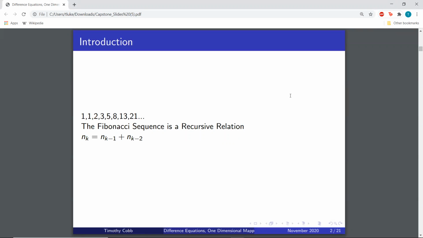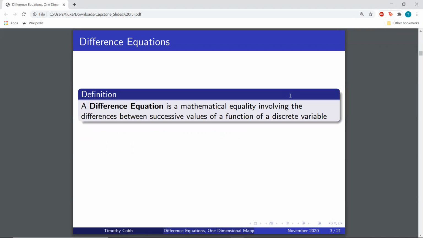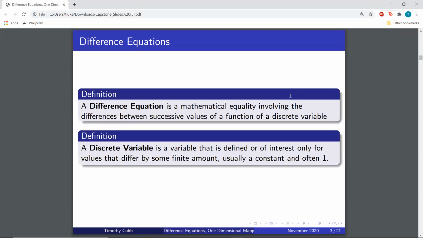What I'm going to be diving into, difference equations, are somewhat similar to recursive relations, but they differ in a couple of ways. So we're going to look into the definition of a difference equation. A difference equation is a mathematical equality involving the differences between successive values of a function of a discrete variable. So to better understand this, we need to understand what a discrete variable is. A discrete variable is defined as a variable that is defined or of interest only for values that differ by some finite amount, usually a constant and often 1.